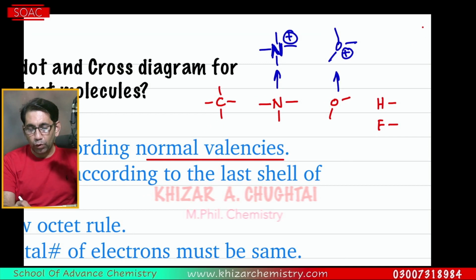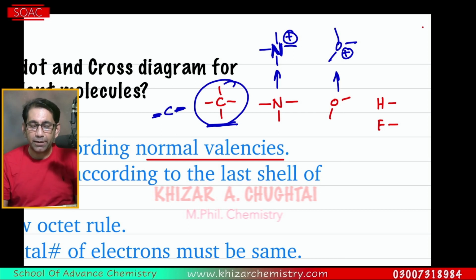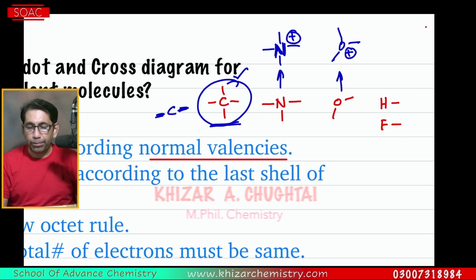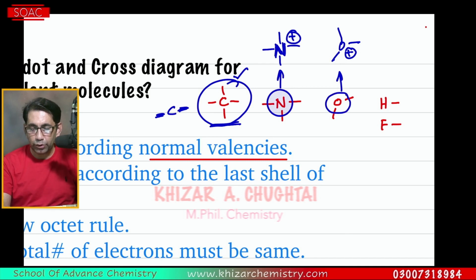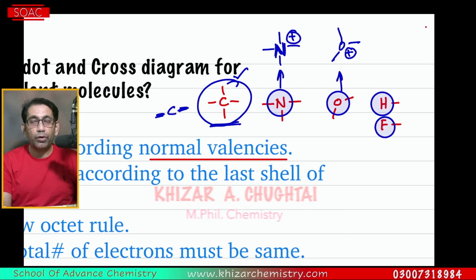Carbon usually makes 4, but it can sometimes make 2 bonds as well, but these are rare. This is the rare valency. Usually it makes 4 covalent bonds. Its valency is 4. Nitrogen valency is equal to 3. Oxygen valency is equal to 2. Hydrogen is always making just 1 bond. Normal valency of fluorine is also 1, which is highly usual, you can say.